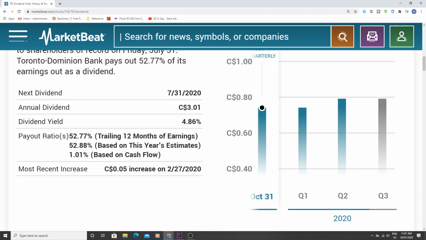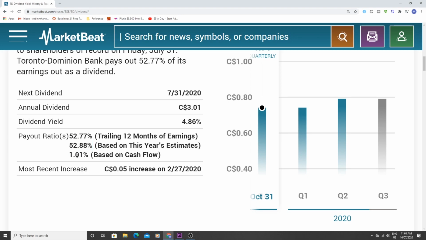So the nice thing about MarketBeat is it will usually show us the trailing 12 months of earnings, which basically means that over the course of the last 12 months, this is the payout ratio of TD stock, which is 52%. And then we have another column right here at the bottom that says 52.88%, and this is based on this year's estimate. So this is estimating going into the future what they think this payout ratio of TD is going to be, which is very useful.